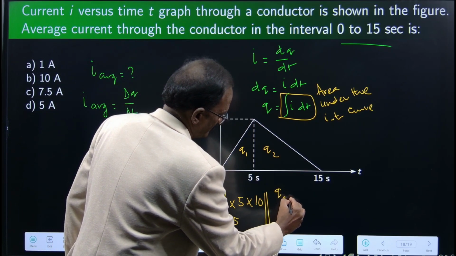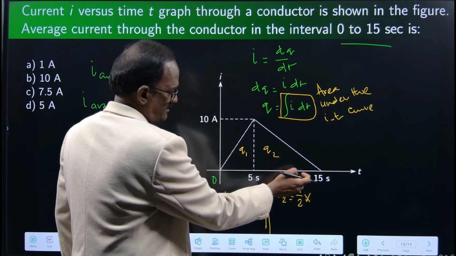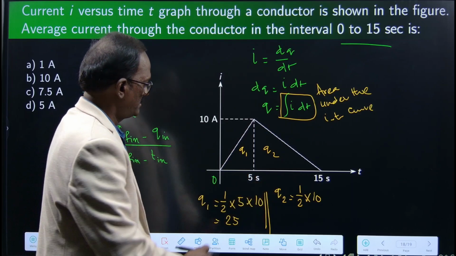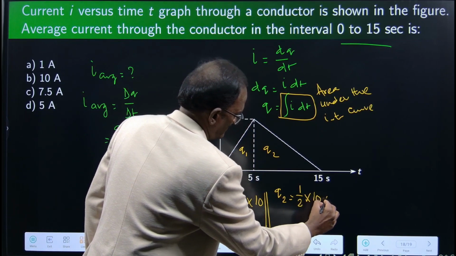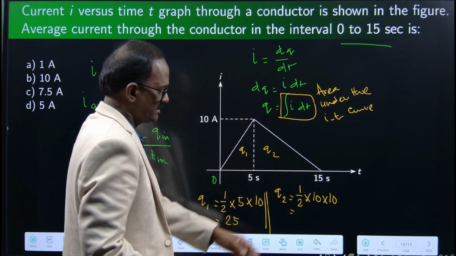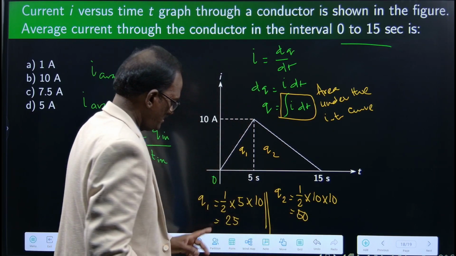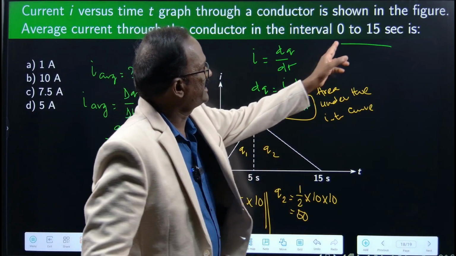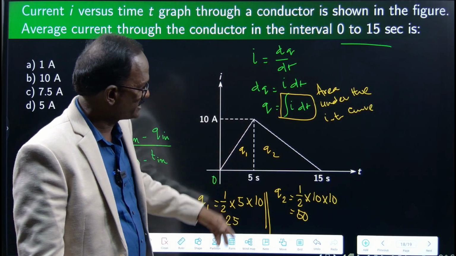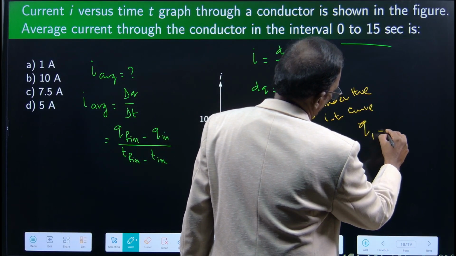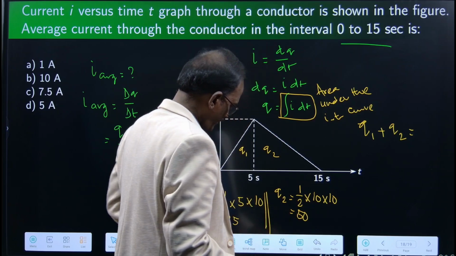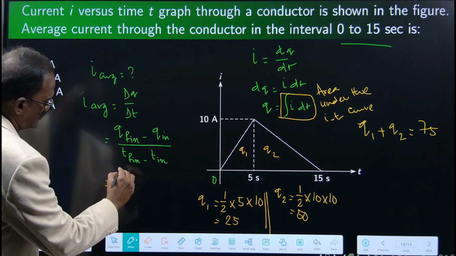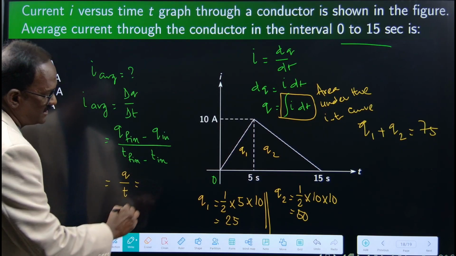And Q2 has base 15 minus 5, which is 10, and the height is 10. So this is 100 by 2, it is 50. So the total area between 0 to 15, the total area Q1 plus Q2, is 50 plus 25, 75. So I average is equal to Q by T.